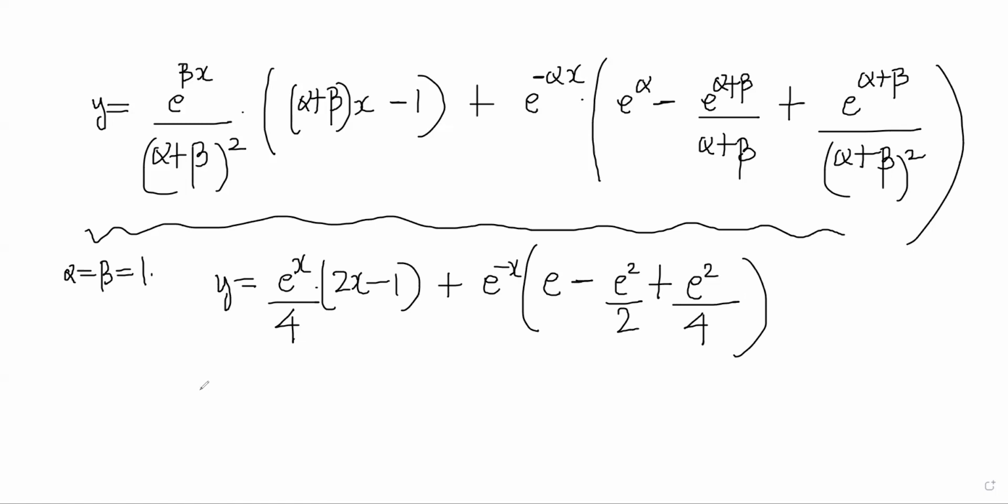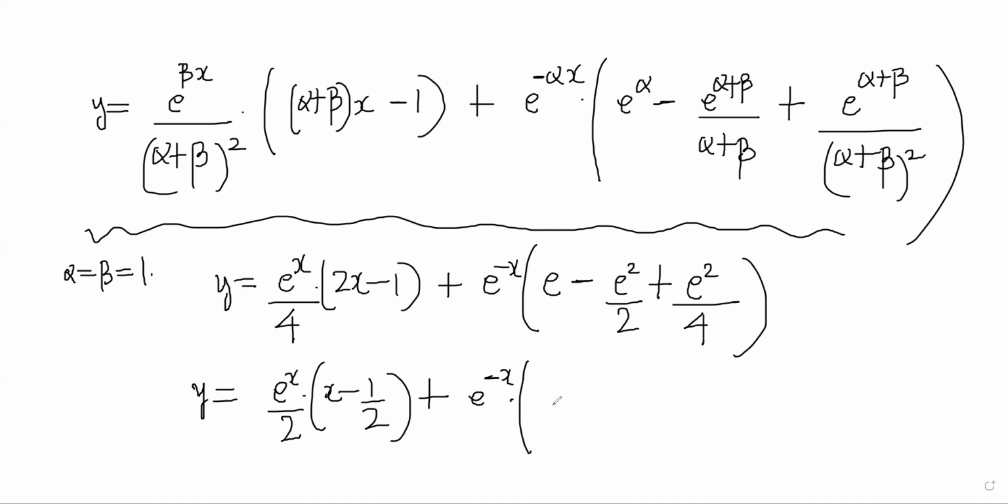If you simplify this a little bit, this can be written as e power x by 2 times (x minus half), plus e power minus x times (e minus e square by 4), right? E power minus x, it is e minus e square by 4, which is basically option C, option 3 in our initial statement. So basically, this gives us the value of our solution.